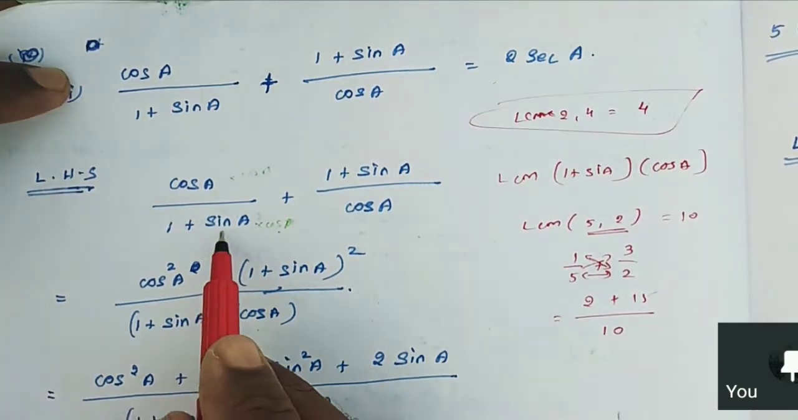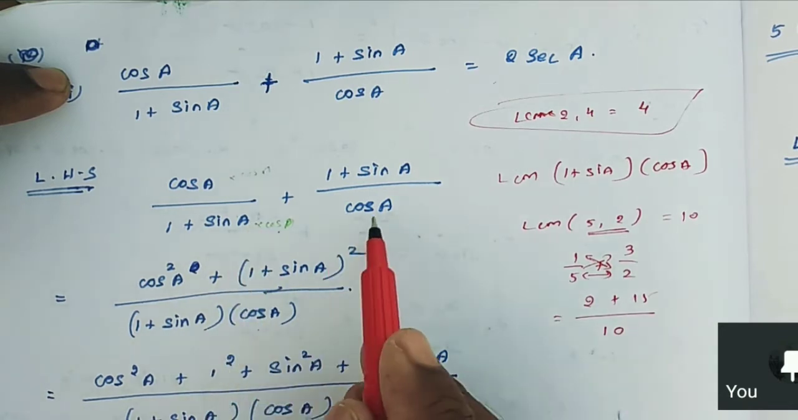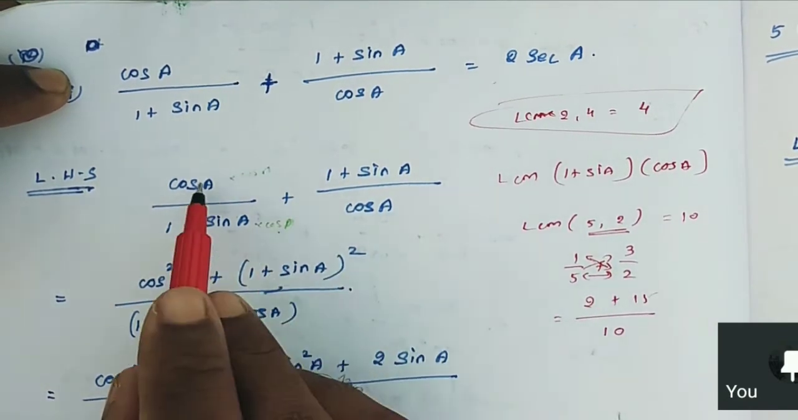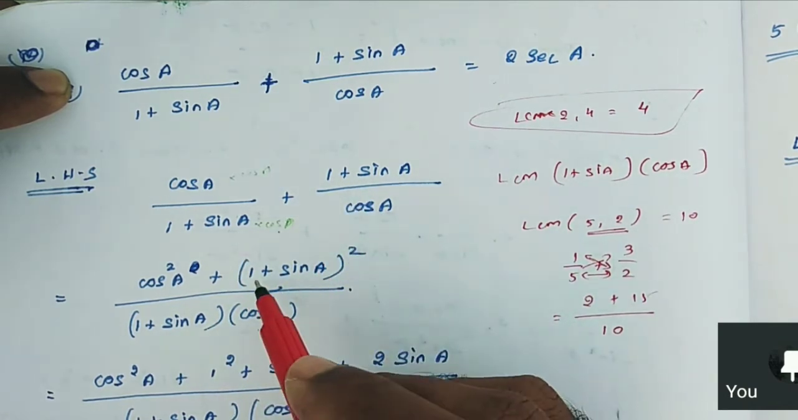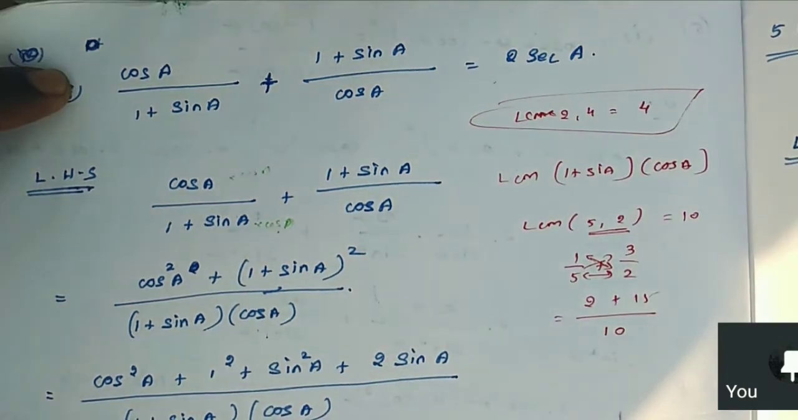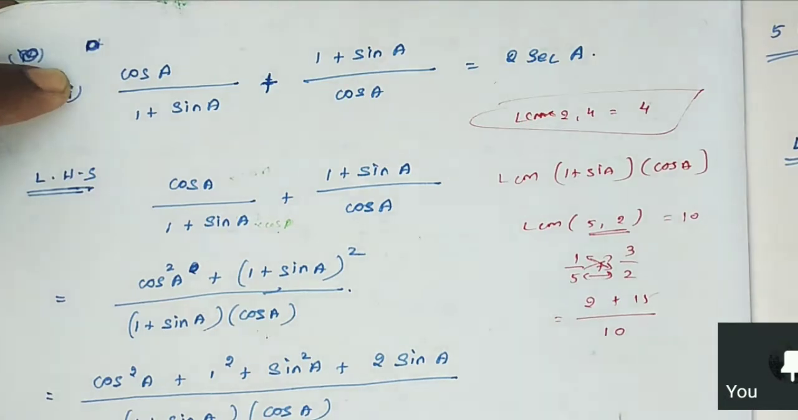In the same way, you should multiply the denominators, 1 plus sine A into cos A, then cross multiplication. Cos A, cos A, cos A square. 1 plus sine A into 1 plus sine A, 1 plus sine A square. Are you clear? Any doubt?